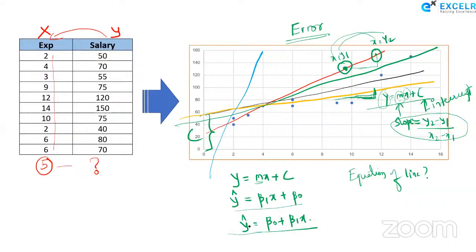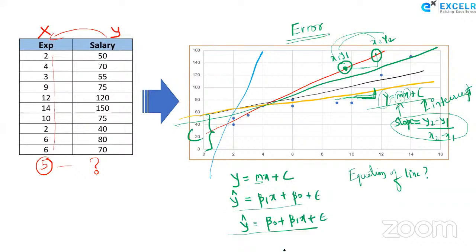Now, when I'm talking about y cap, I'm talking about the predicted value. So with the predicted value, there can be certain error associated, right? The prediction can be exact, it can be a little bit above the actual value, or it can also be a little bit below the actual value. So to adjust that, we need to add the epsilon parameter or the error term over here.